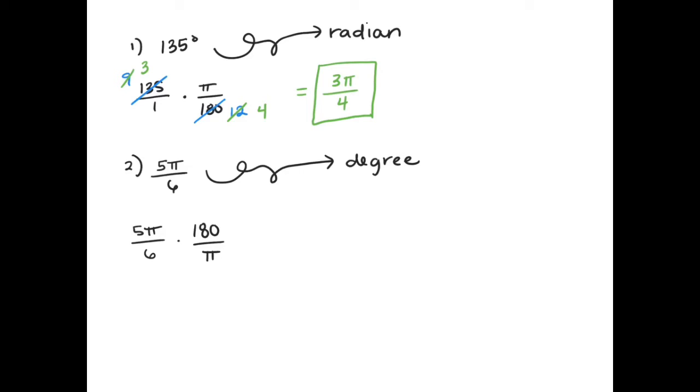So now my pi's cancel, and I'm going to consider 180 and 6. I know that 6 can go into 180, and 30 is left over. Then when I just multiply straight across, that's going to give me 150 degrees, okay?